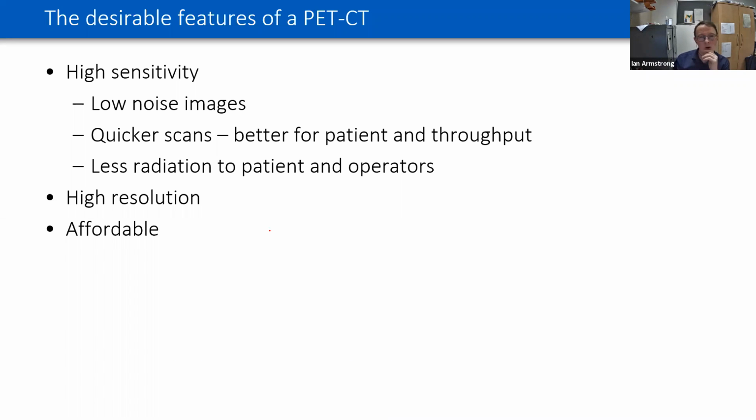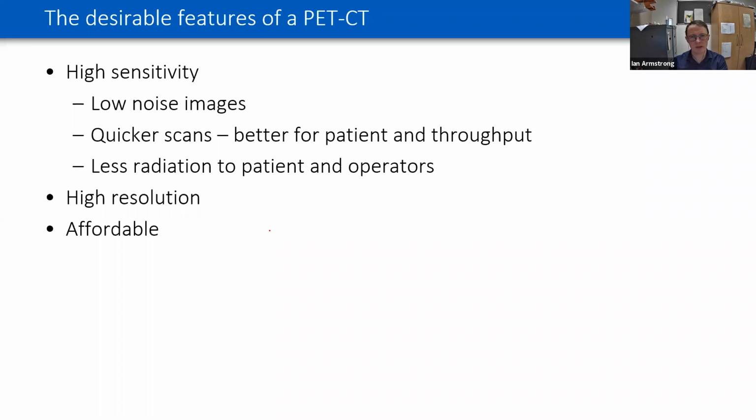So what do we want for a PET-CT system as we go forward? Well, we want high sensitivity. That means we'll end up with images which are lower in Poisson noise, which means being able to see things more clearly in the images. That may therefore allow for quicker scans, better patient throughput, and lower radiation dose, both to the patient and also to the operators, because it's worth bearing in mind that if your number of patients goes up, then your operators are going to be exposed to more radiation. So that's a workload consideration to think about.